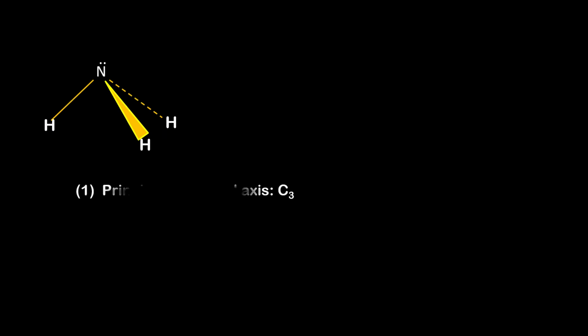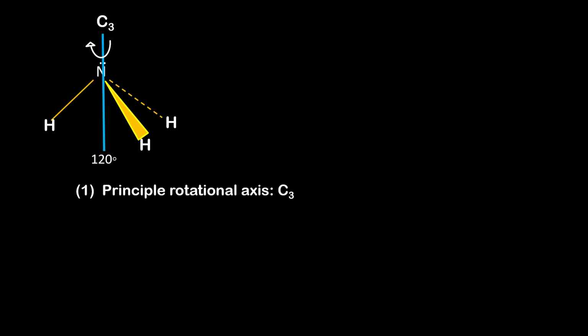Next, let's take the example of ammonia molecule. First, is there any principal rotational axis present in ammonia? Yes, there is a C3 rotational axis present in ammonia. First, one should know the shape of the molecule.